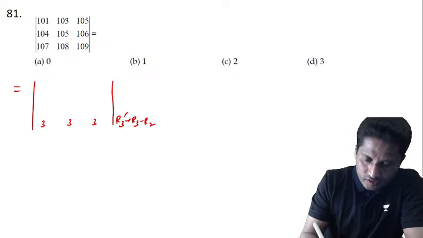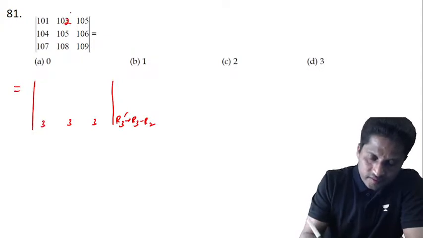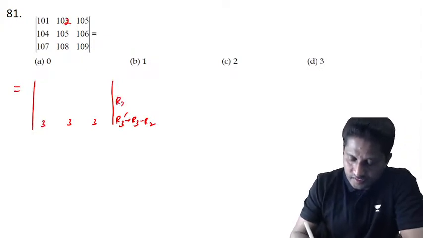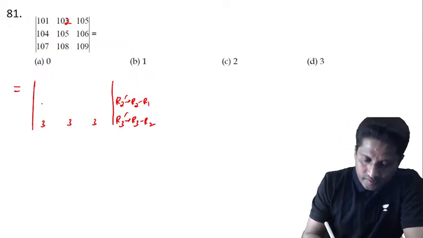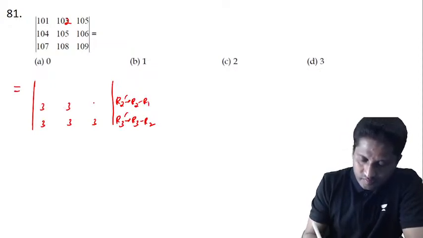Okay, this should be 102, guys. Okay, there's a correction here. If I change R2 to R2 minus R1, this will be 3, this will be 3, this will be 3.